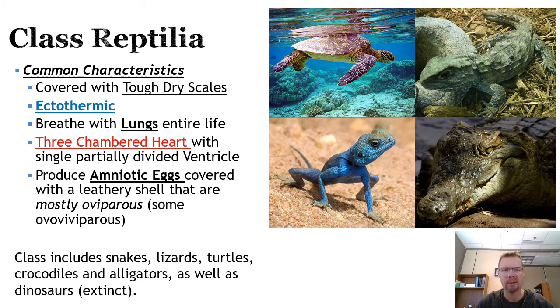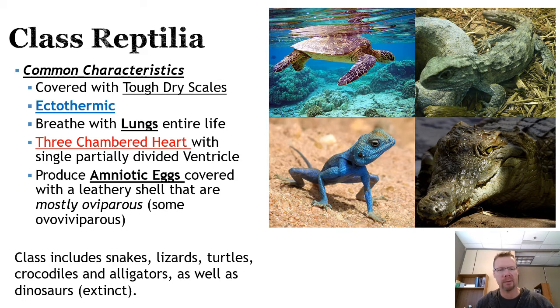Important things about this class. Typically, they're covered with tough, dry scales. They're ectotherms, which means they respond to the temperature in the environment. They do not generate enough body heat alone for animation. They need heat, and so therefore they often will hibernate or partially hibernate either during cold nights or during winters. They have lungs. They breathe with lungs their entire life. They have a 3-chambered heart, and they produce an amniotic egg, which does separate them from some other creatures in this category.